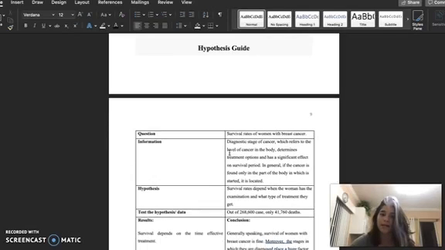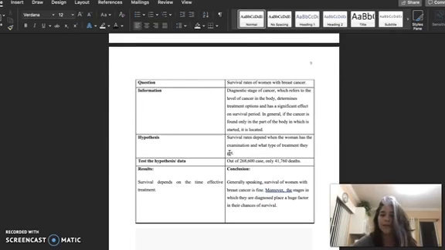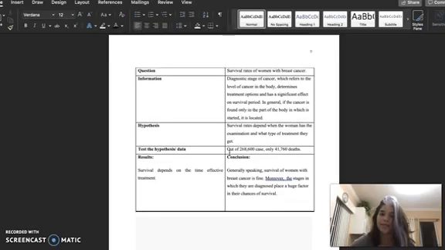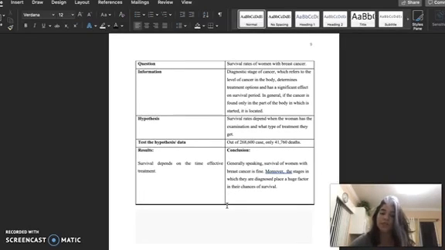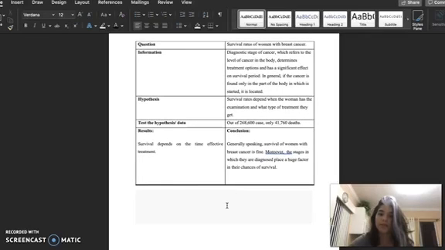My hypothesis guide. For my question, I picked survival rates of women with breast cancer. The information is that the diagnostic stage of cancer, which refers to the level of cancer in the body, determines treatment options and has a significant effect on survival period. In general, if the cancer is found only in the part of the body where it started, it is localized. Hypothesis: survival rates depend on when the woman has the examination and what type of treatment they get.